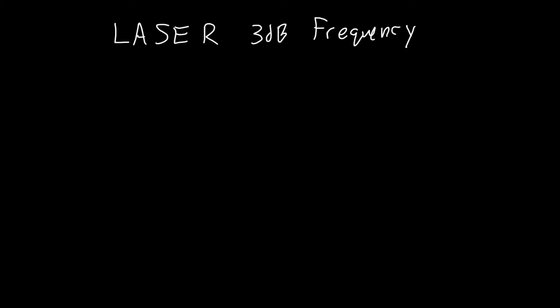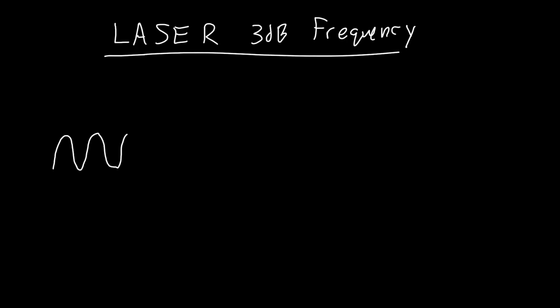So in this video, we're going to talk about the laser 3dB frequency. The 3dB frequency is just a standard way of quantifying the speed of something. It's the frequency at which, when we feed in a sine wave, we get a sine wave with half of the output power, or 1 over root 2 of the amplitude. And it's a beautifully standard metric for quantifying speed.